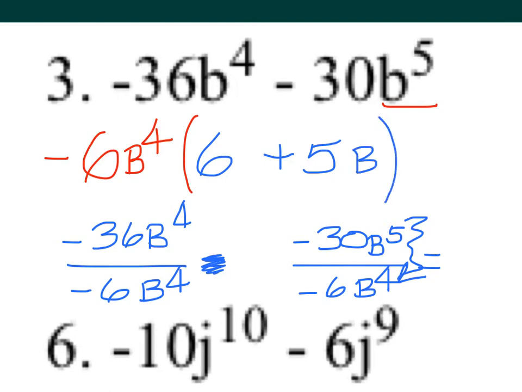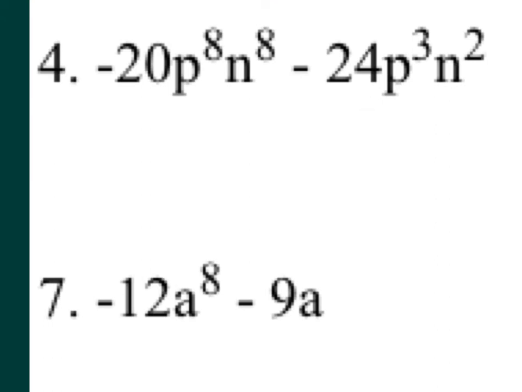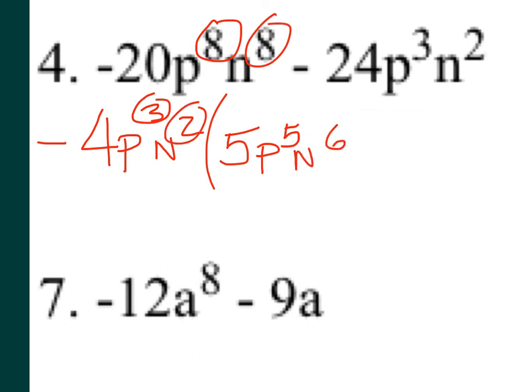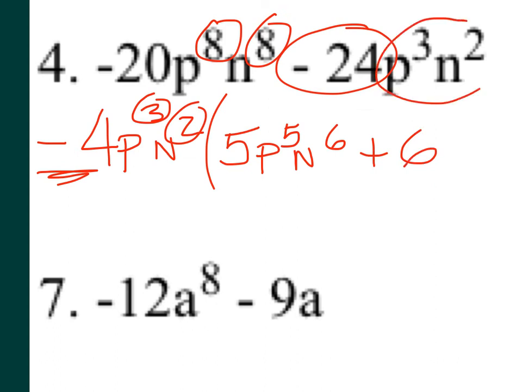There is your answer. The highest number you can take out of 20 and 24 is 4, and it's got to be a negative 4. And you can take out a p to the third and an n to the second. Negative 4 times positive 5 gives me the negative 20. 8 minus 3 is 5. 8 minus 2 is 6. And negative 24 divided by negative 4 is positive 6. But you have p to the third and n to the second in both terms. When you divide them, you just get 1, so there's nothing left to put.